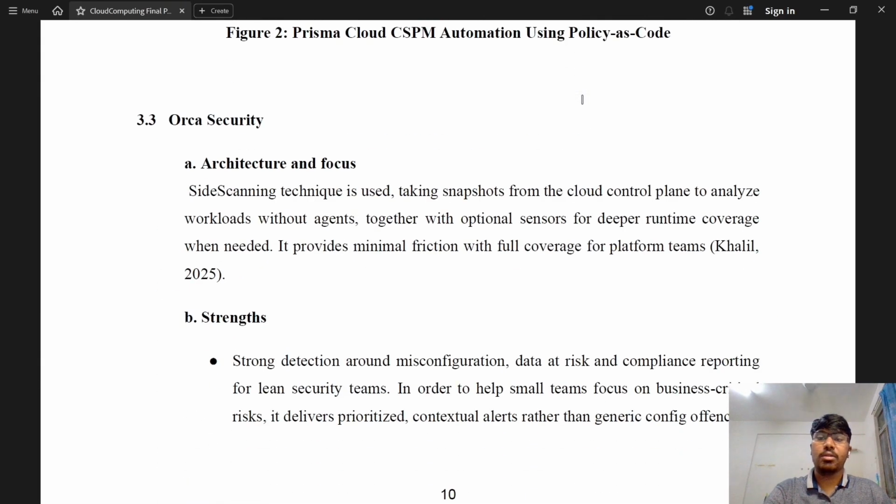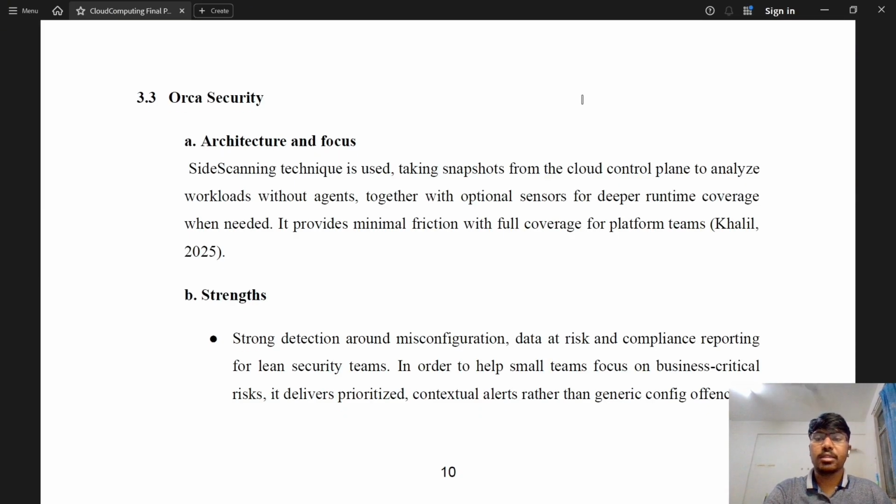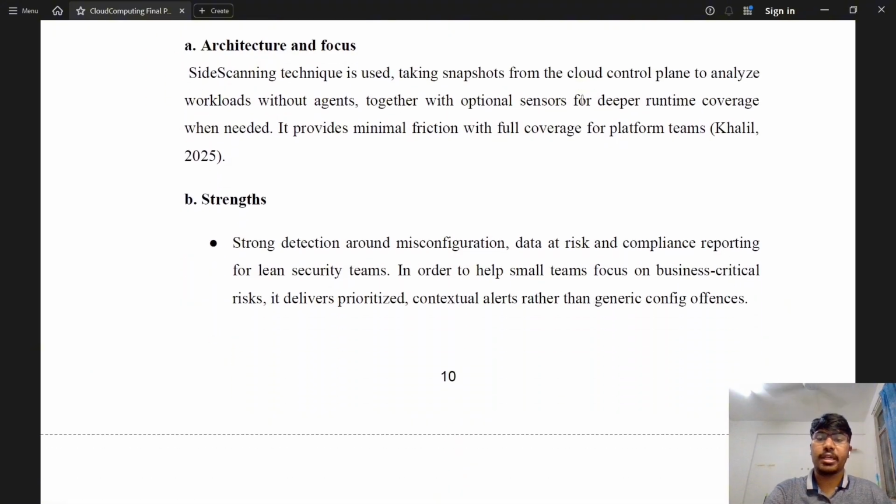Thirdly, we're going to look at Orca Security. The architecture focuses on the side-scan technique, analyzing control plane snapshots, and it also has optional sensors for deeper runtime coverage when needed. The strengths are strong detection of misconfiguration and data at risk with minimal overhead.